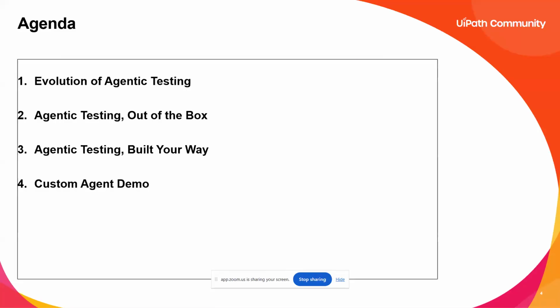These are the things we will try to talk about. We will see the evolution of agentic testing. We will see the agentic testing out-of-the-box items that were already built by UiPath. We will also try to understand why we need custom agents, and we will showcase a small demo, based on the time constraints.